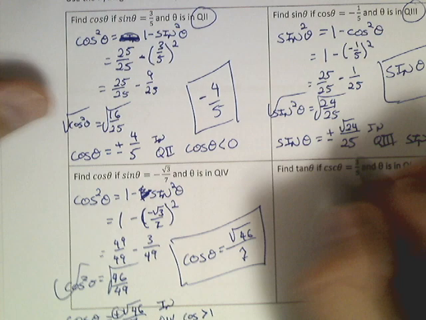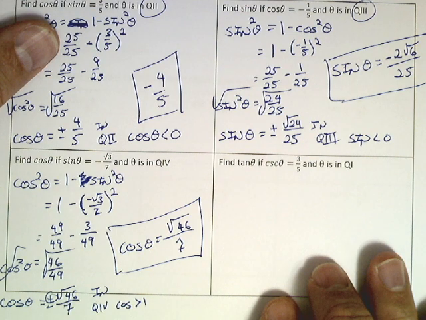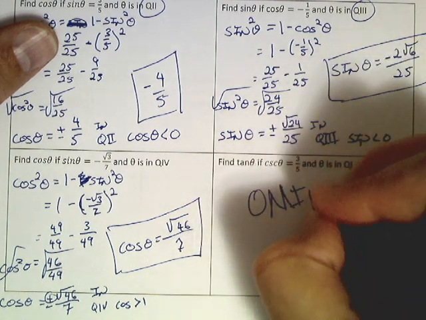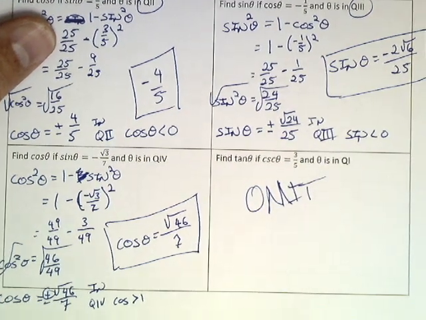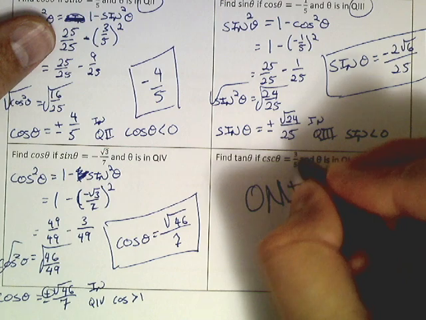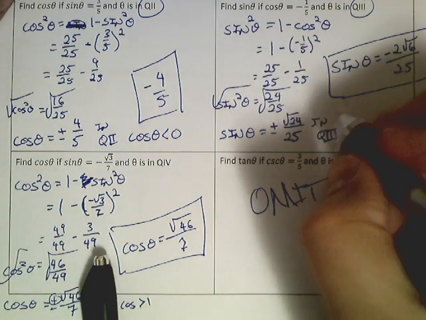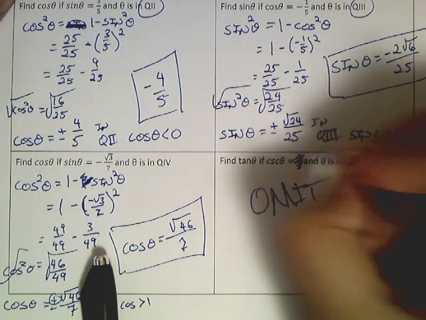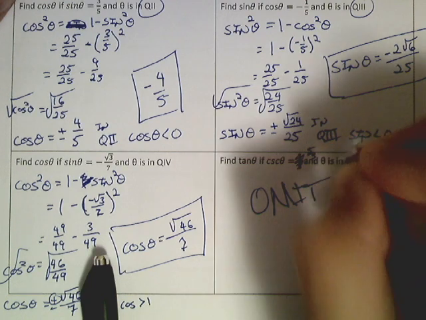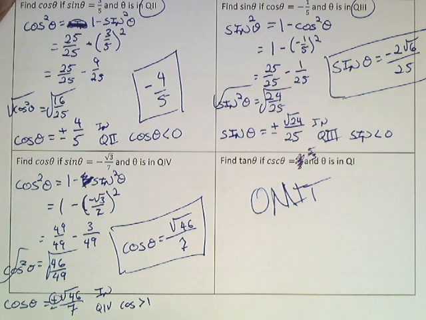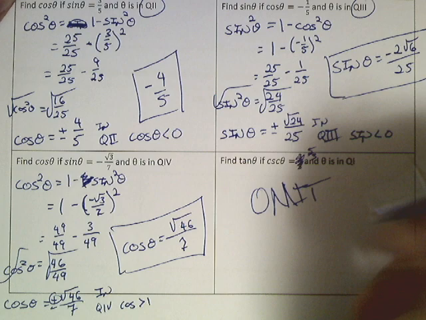So here we're looking for tangent. Actually, this one would not work. Omit that one. Cosecant cannot be less than 1. Cosecant has to be more than 1. If I wrote this in properly, this should say 5/3. Cosecant cannot be less than 1. It's just mathematically impossible. It's undefined.